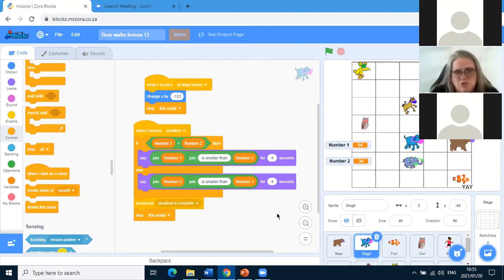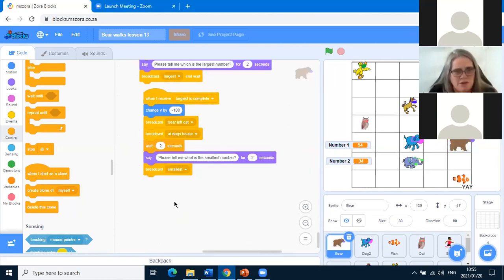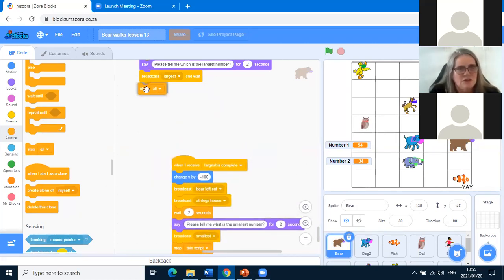Now what we're going to do is finish our program. Dog must go back to his place. Dog has said which is the smallest number. He's broadcasting that this is the smallest number. Bear is going to receive that this is the smallest number. And we'll stop the script over here. We're going to be all neat and tidy. Stop the scripts in our places. Stop this script over there.